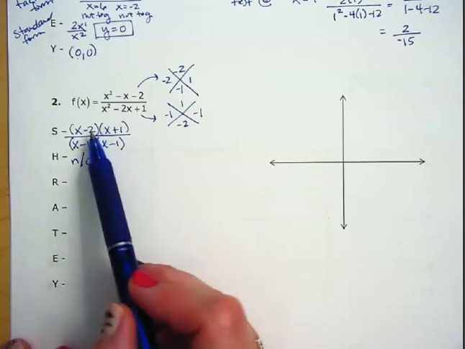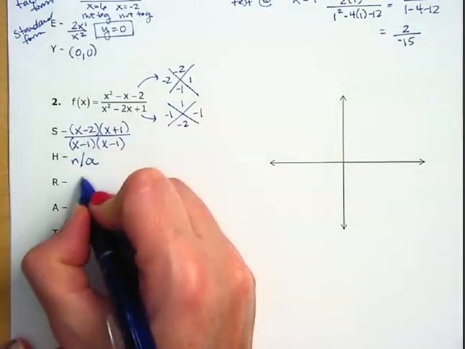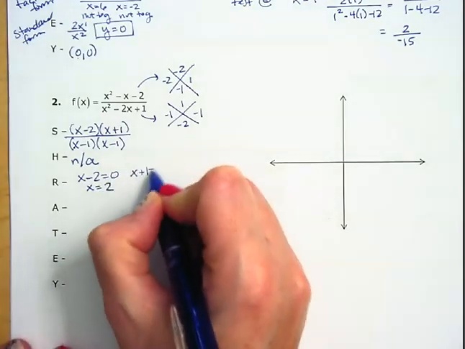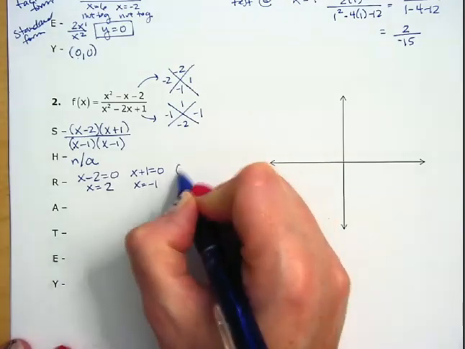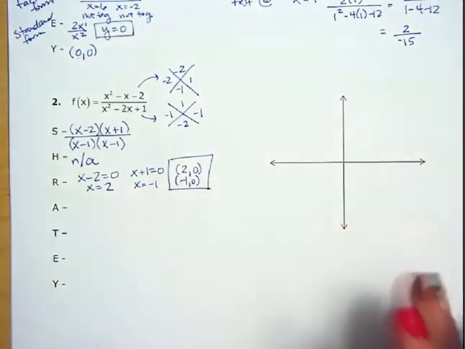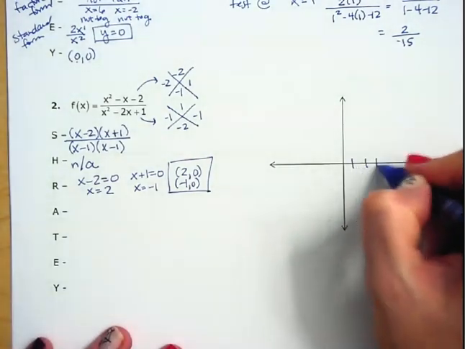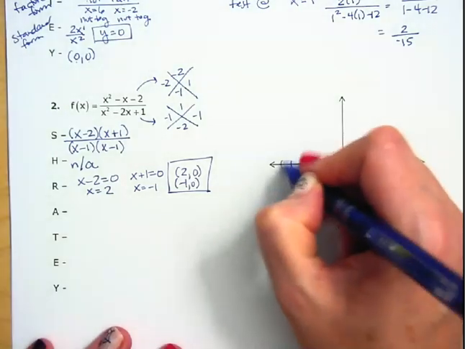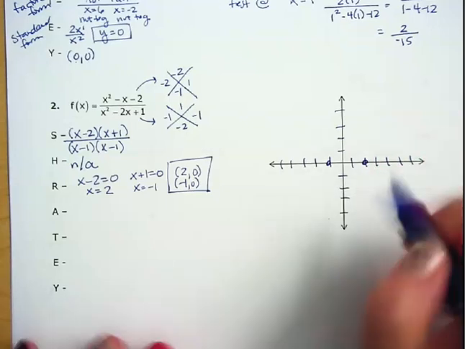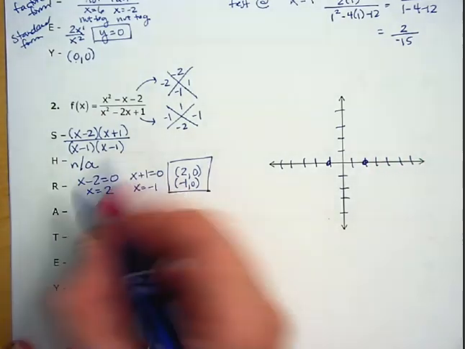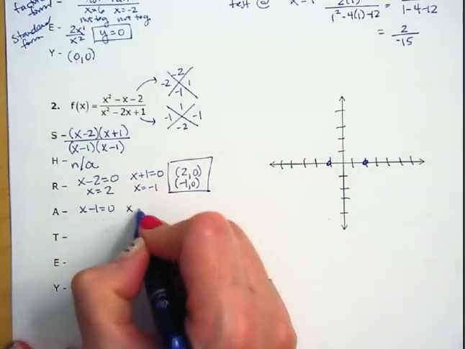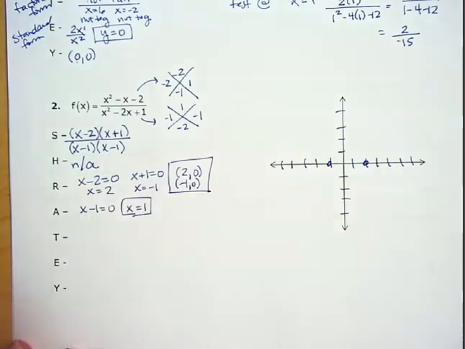For the roots, I'm going to solve each of the factors in the numerator, and write them as ordered pairs and graph them. And then for vertical asymptotes, we solve each of the factors in the denominator. Notice they're the same, so I'm only going to solve it once, x equals 1.